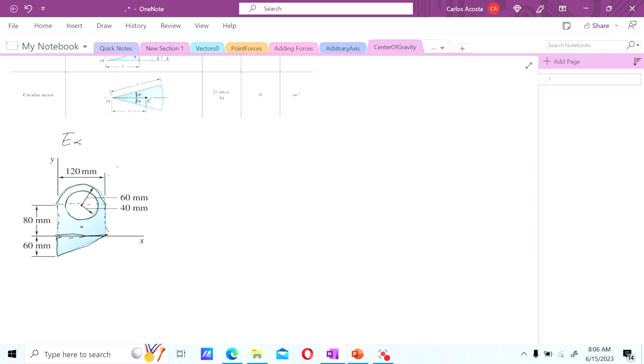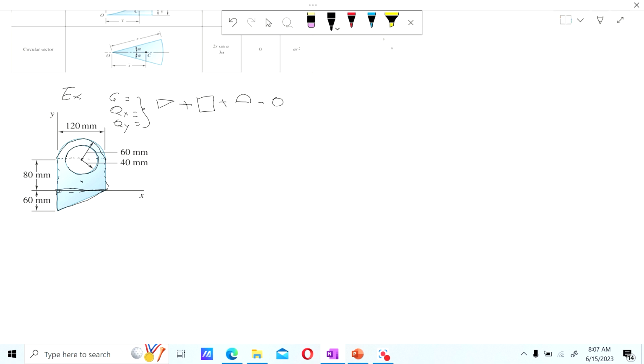So to solve for the centroid and the first moment of area in x and y, we have to add the triangular shape plus the rectangular shape plus the semicircular shape minus a full circle. That will give us what we need. The second thing that we need to decide is where to put our coordinate system. If we place it here, which is what they're doing for us, we're going to have to stick with that just for this problem.